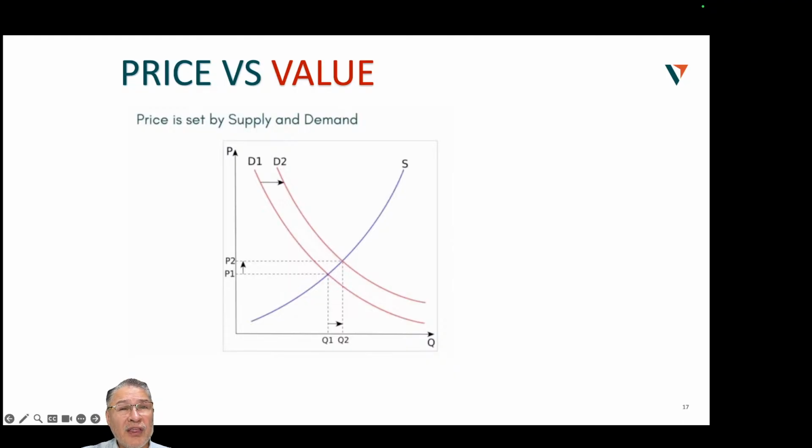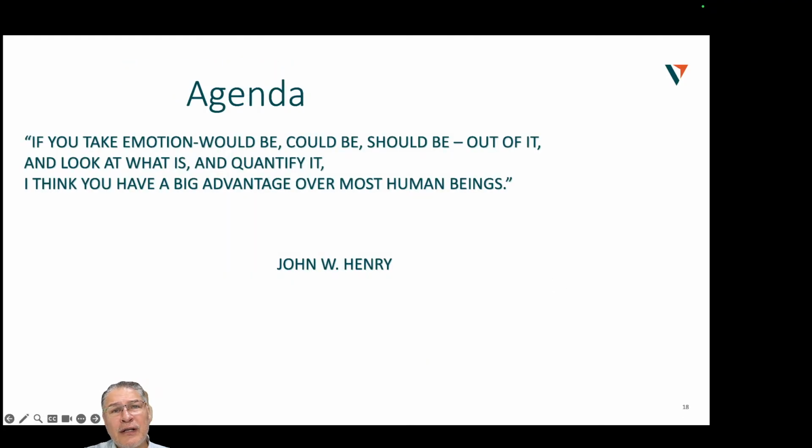I want you to hold that thought in your mind because it is perhaps one of the most important parts of the magic that we're trying to unlock here, and the message of the markets that we're trying to decode, which is related to learning that if you take emotion, the would-be or the could-be or the should-be, out of your decision making, and if you look at just what is happening and you can quantify that, you have a big advantage over most human beings.